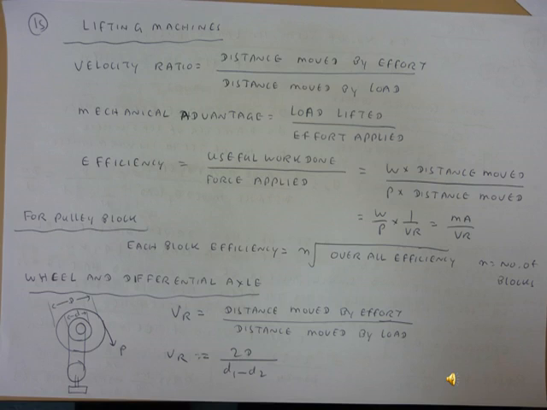And at the radar circle we attach to the effort. So in this case, VR is equal to the distance moved by the effort divided by the distance moved by the load. So this is VR equal to 2 capital D divided by small d1 minus d2. So this is the equation for the pulley block, the differential axle and the lifting machine.